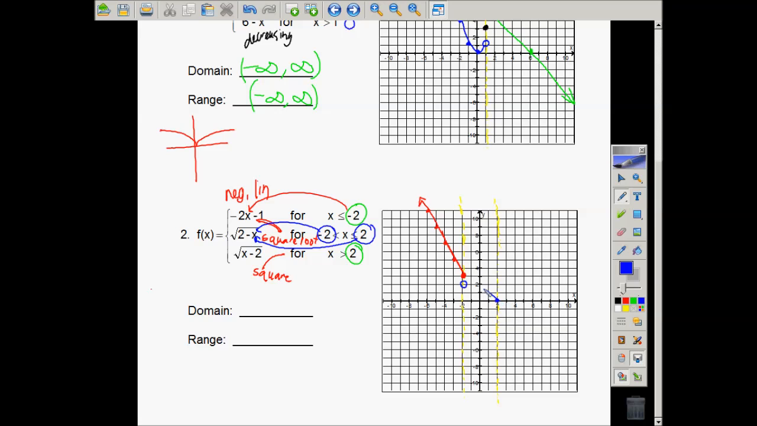So I can just connect those. Is that my shape? It's my reflected shape. Why is it curved? Because it's a square root function. It's not a linear function. I plugged in 2, and 2 minus 2 is 0, so at x equals 2, the value is 0. And these are part of the same function, so they are connected.